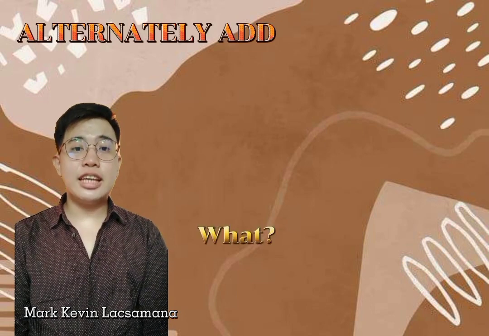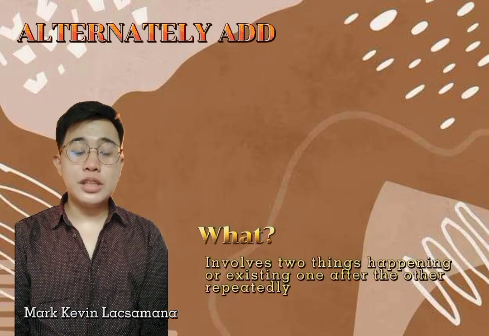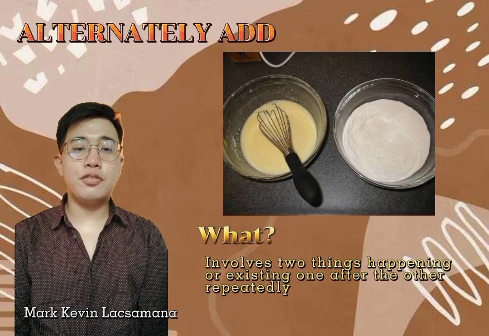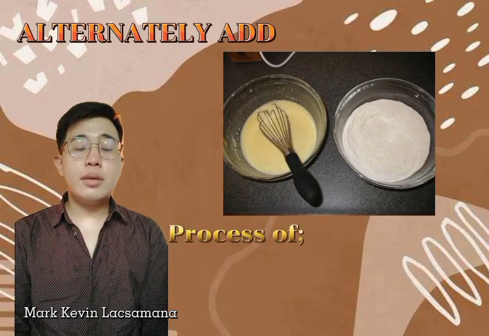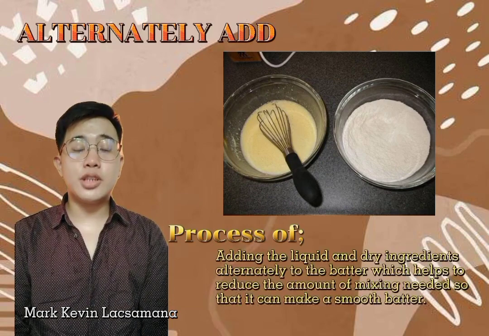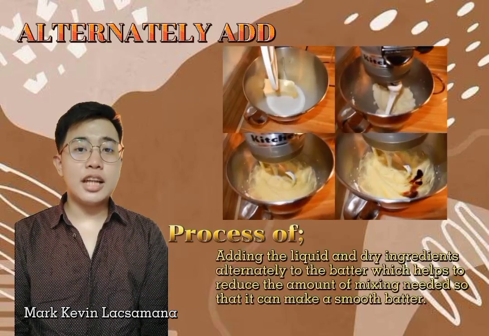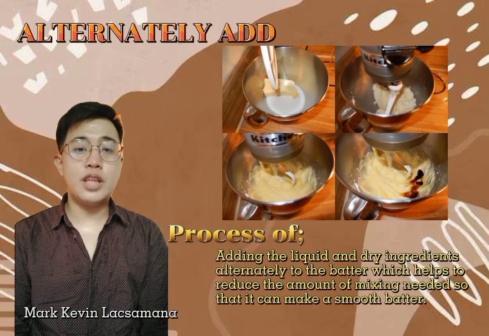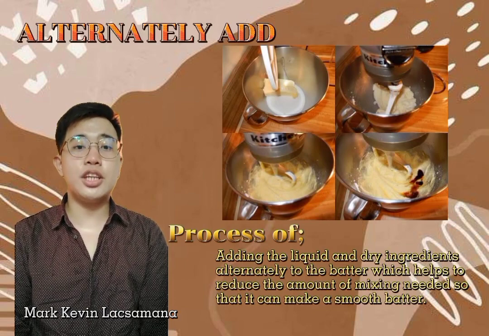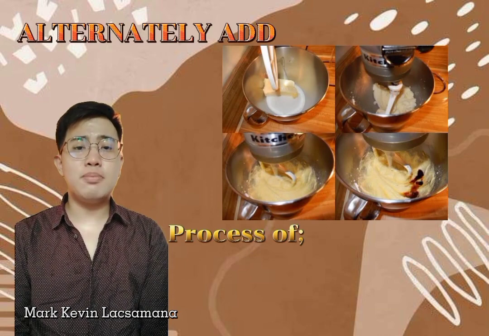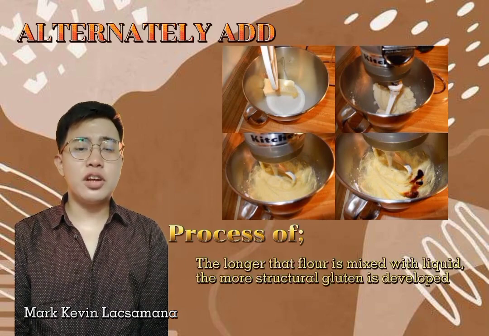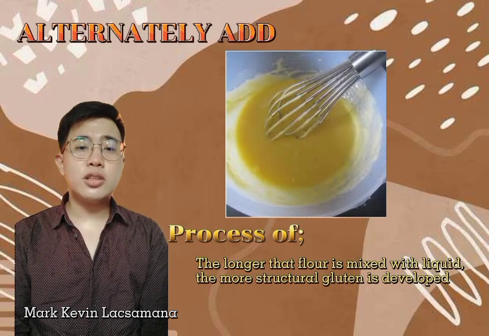So what is alternately add? It is a way that involves two things happening or existing one after the other repeatedly. And alternately add in baking is the process of adding the liquid and dry ingredients alternately to the batter, which helps to reduce the amount of mixing needed so that it can make a smooth batter.